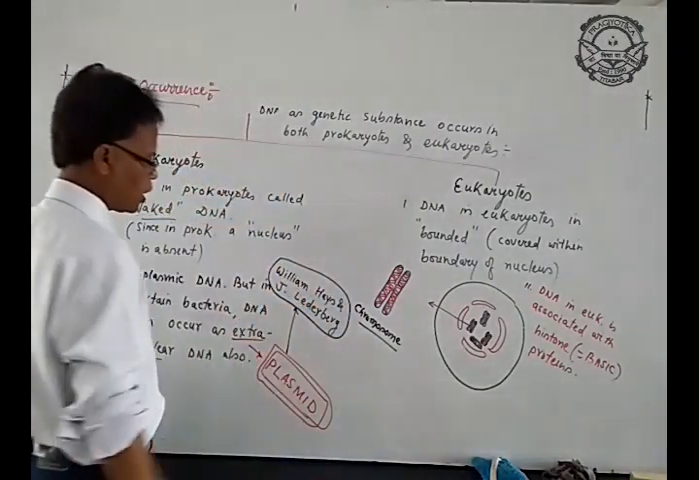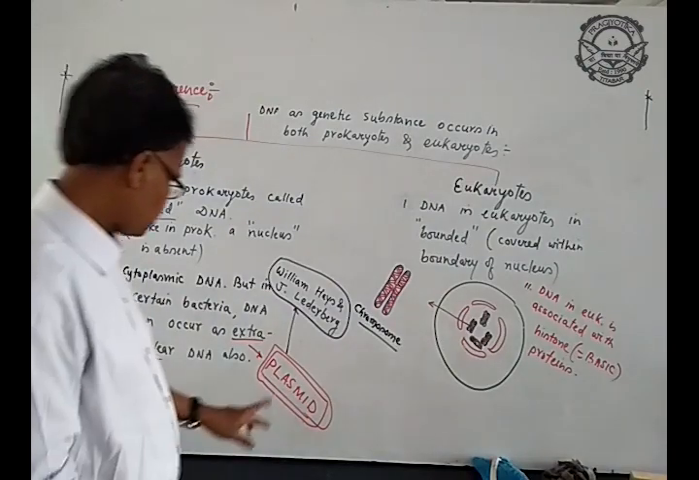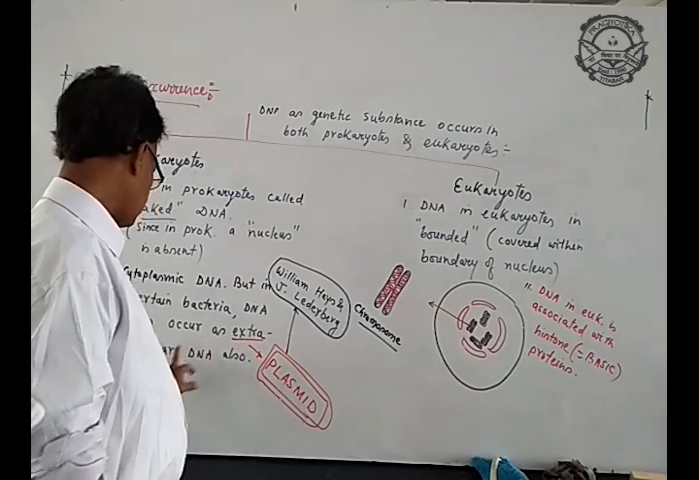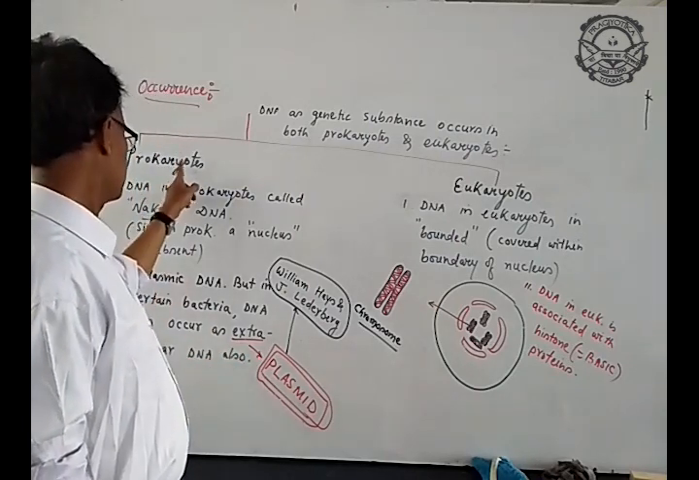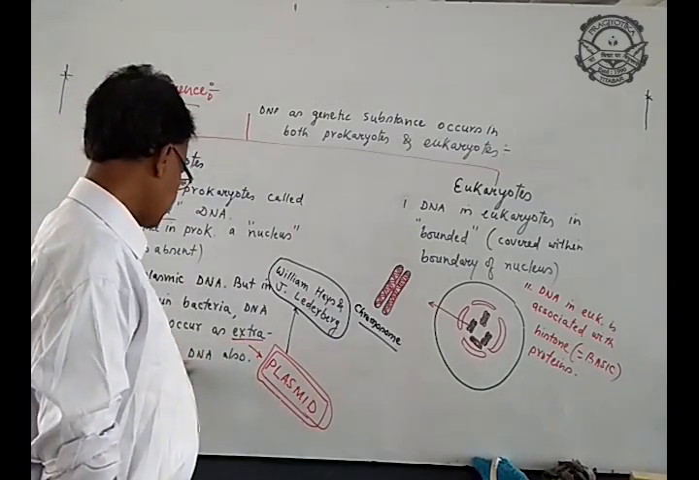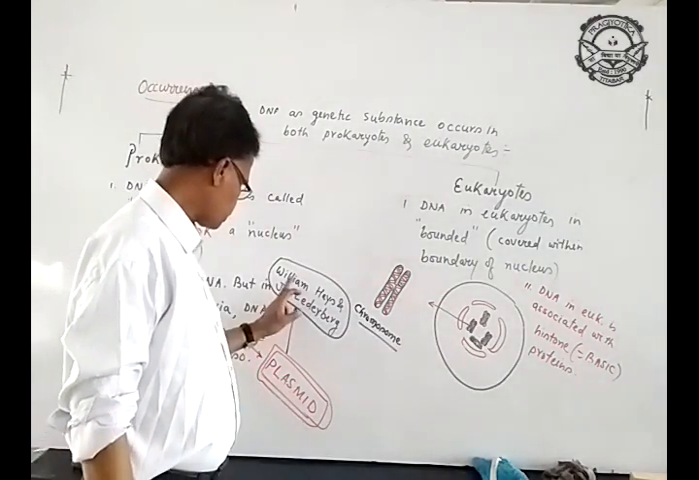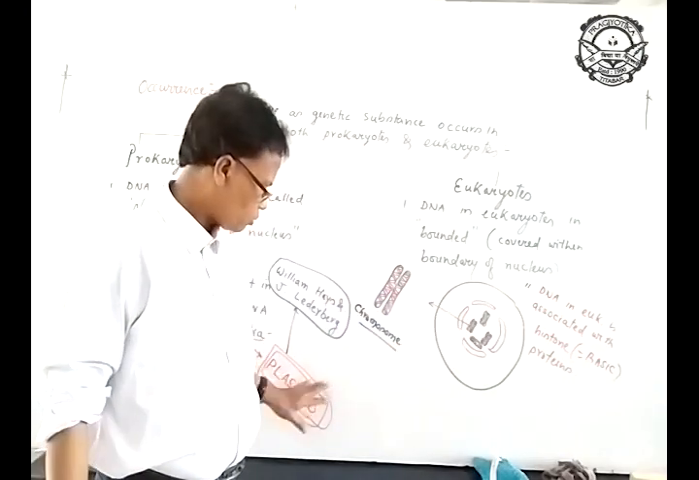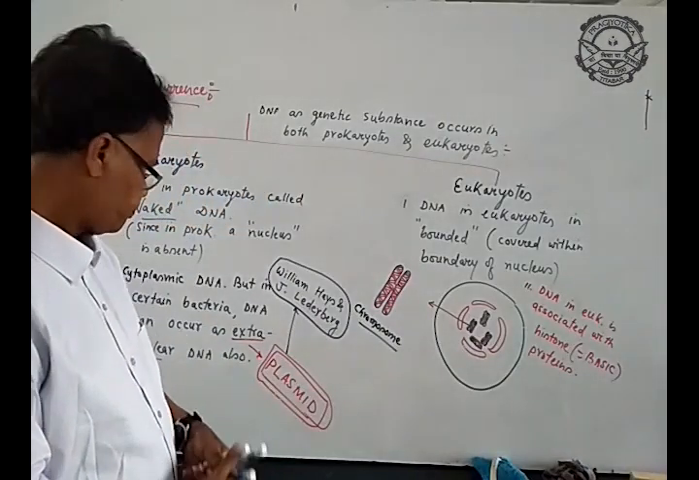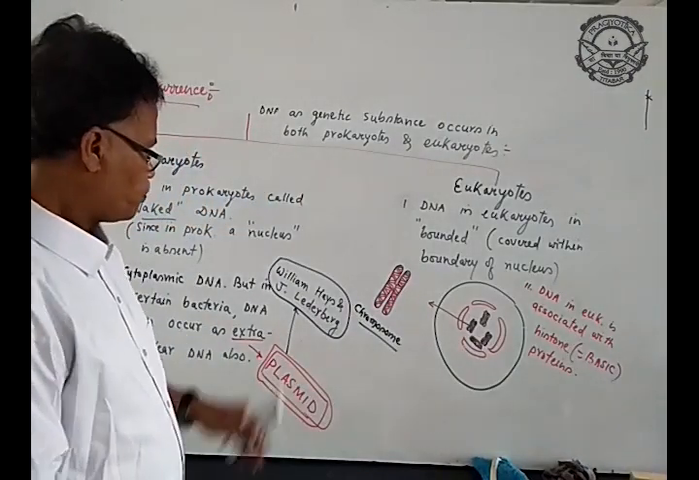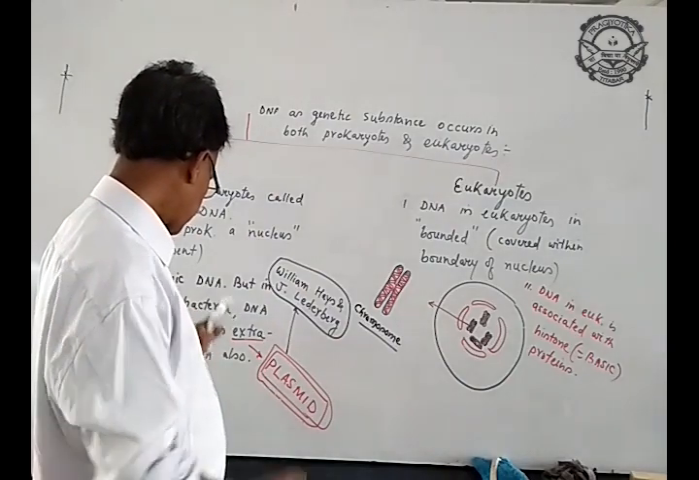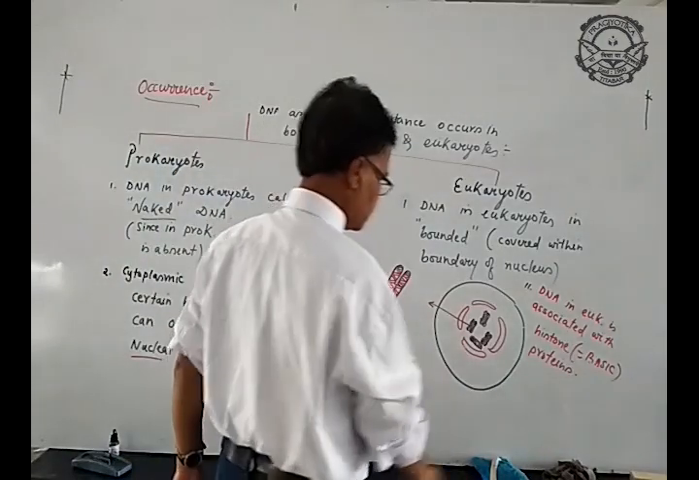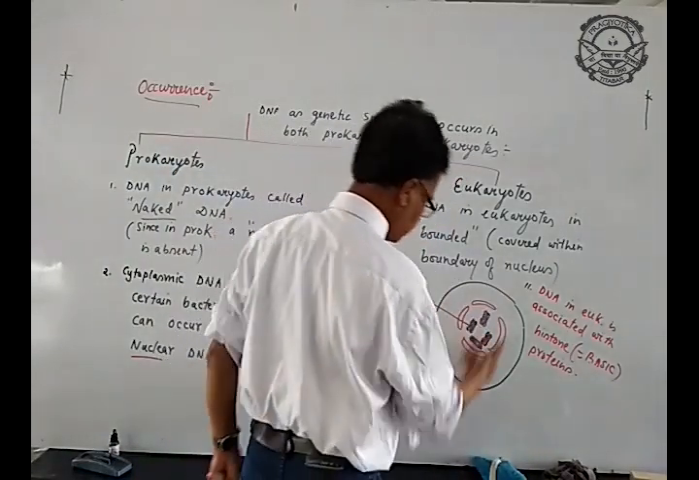Plasmids are extra chromosomal DNA present in some prokaryotes. Extra chromosomal DNA in prokaryotes is called plasmid, discovered by William Hayes and Joshua Lederberg. Secondly, in prokaryotes, the extra DNA outside the nucleus is the plasmid.